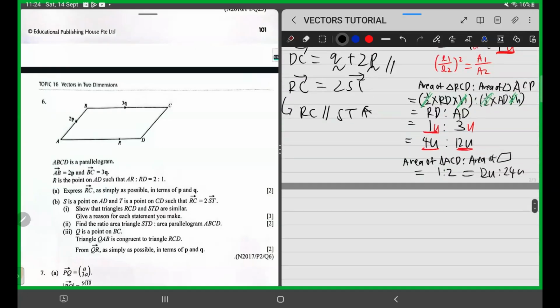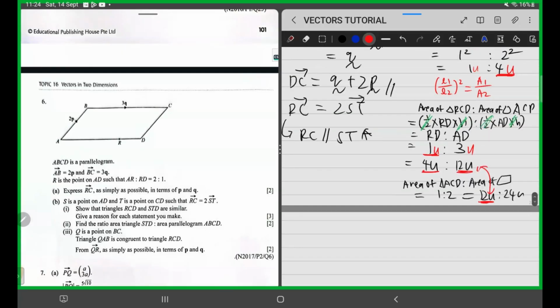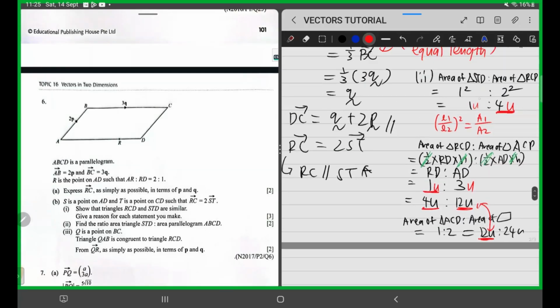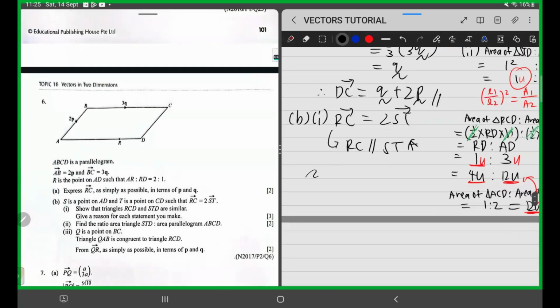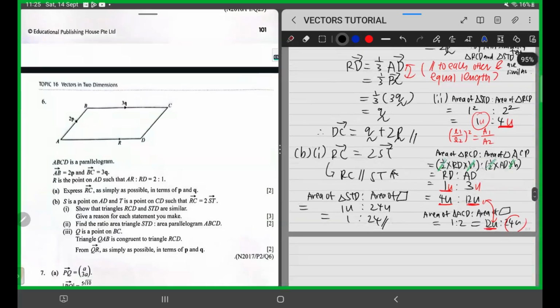So now we make these two the same. That means we can compare this directly with this. Hence, your answer is area of triangle STD is to area of your entire parallelogram is just 1 unit is to 24 units. But you don't write the unit, so you just write 1:24. And then that's your answer over there for II.